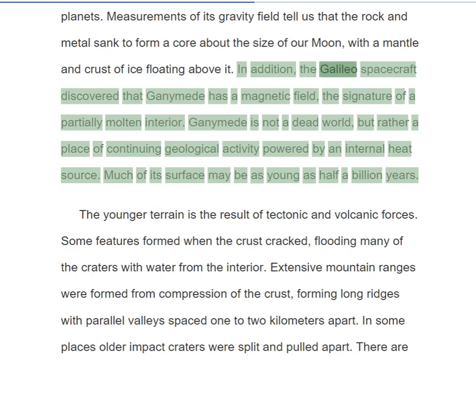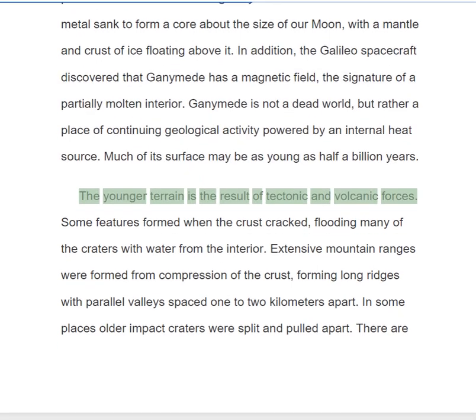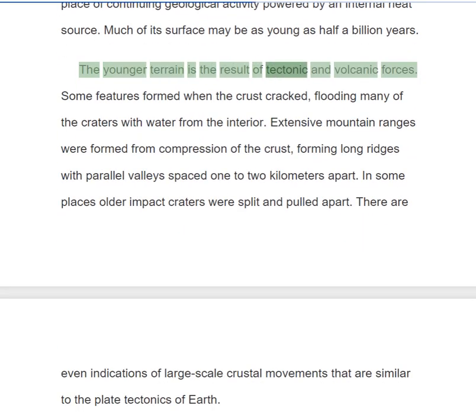In addition, the Galileo spacecraft discovered that Ganymede has a magnetic field, the signature of a partially molten interior. Ganymede is not a dead world, but rather a place of continuing geological activity powered by an internal heat source. Much of its surface may be as young as 500 million years. The younger terrain is the result of tectonic and volcanic forces.